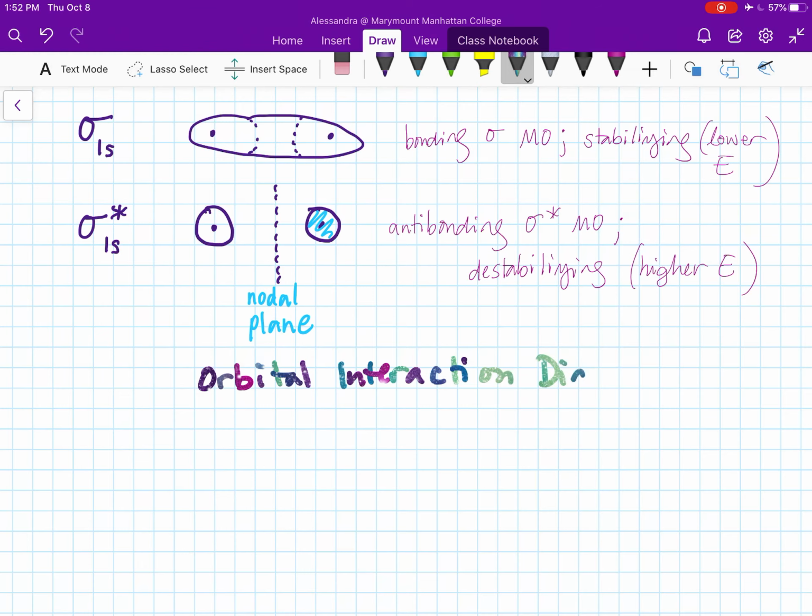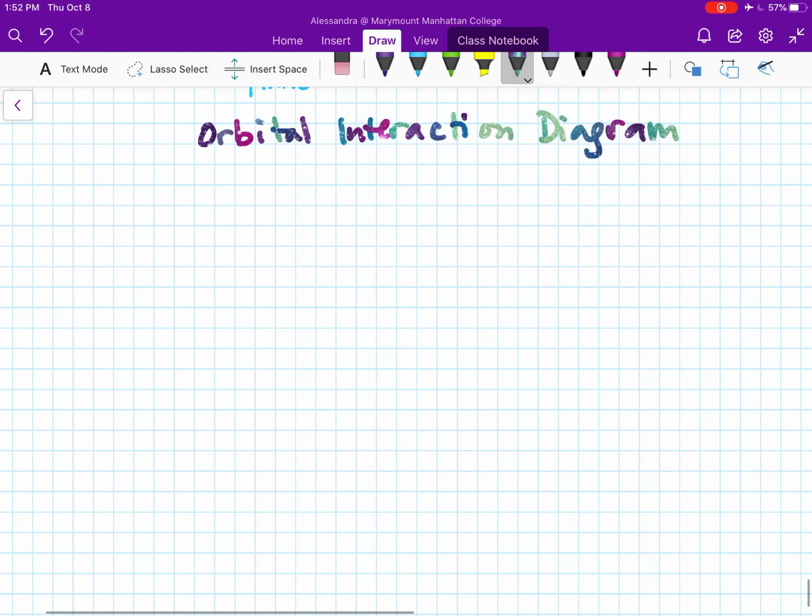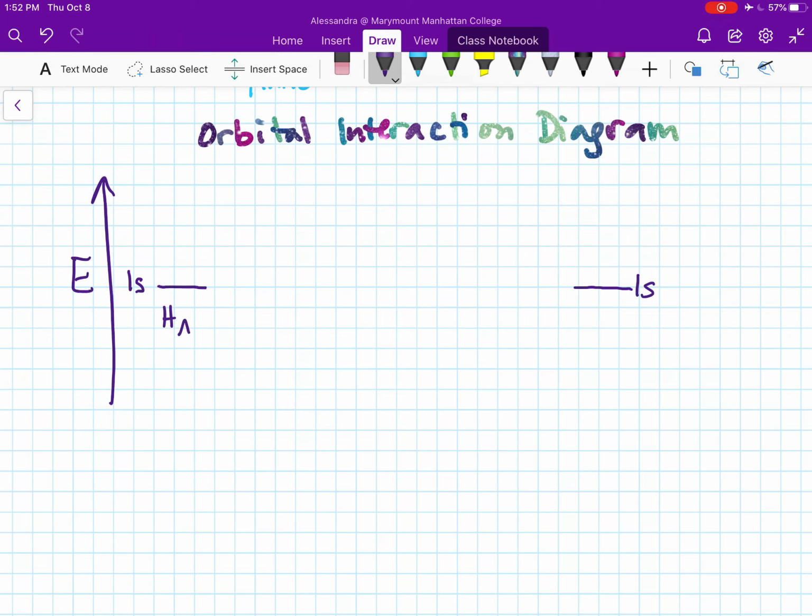So this is going to be the first of many orbital interaction diagrams that we draw in this chapter. In an orbital interaction diagram, your y-axis is energy. And on each side, I'm going to put the atomic orbital that I start out with. So I'm going to put 1s orbitals on either side because in hydrogen, each hydrogen, hydrogen A and hydrogen B, is going to have a 1s orbital. Of course, each hydrogen also has one electron. So I'm going to represent those electrons with these little arrows, just like we did with the orbital diagrams in chapter 2.